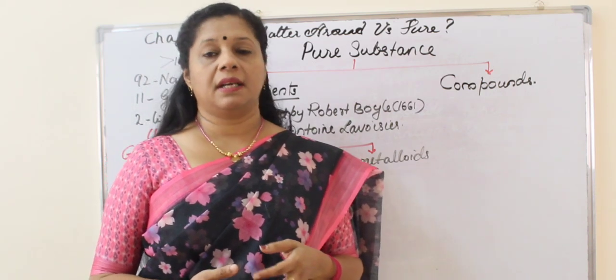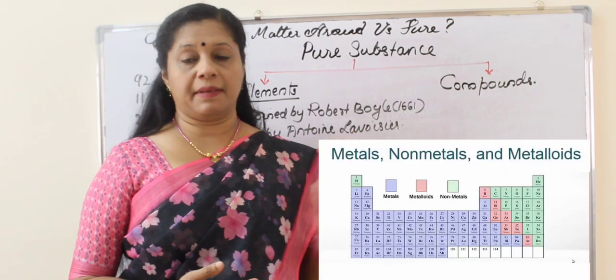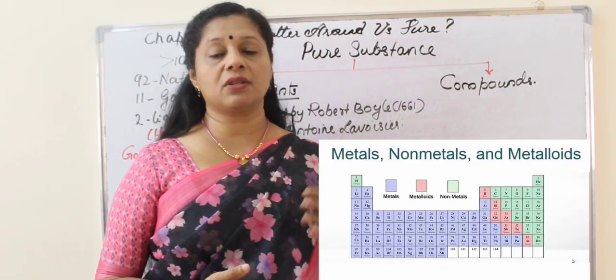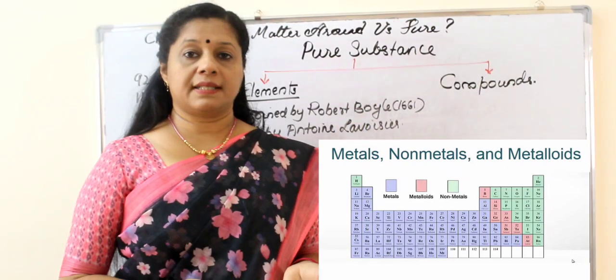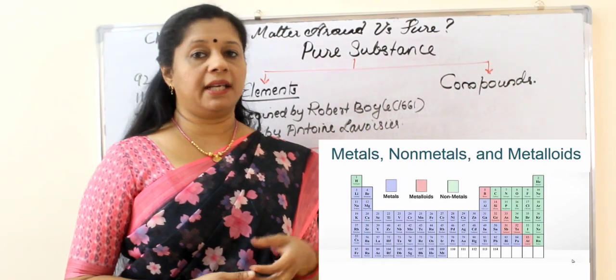are non-metals. Now comes a few elements which are neither metals nor non-metals, or they have the properties of both. So they are coming in between these two. Example, boron, silicon, germanium, etc.